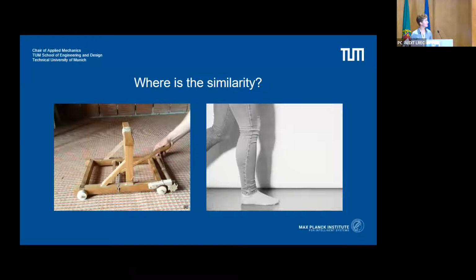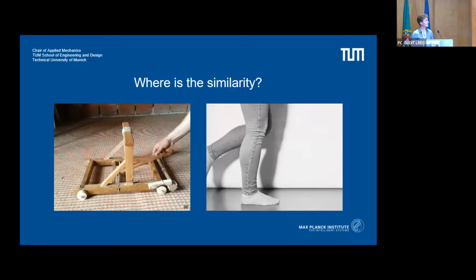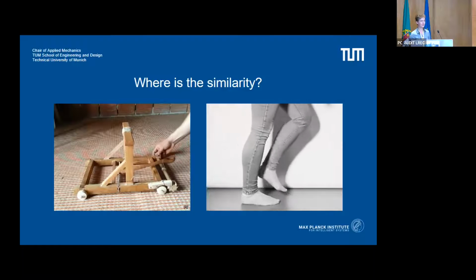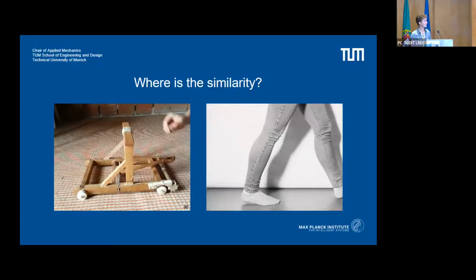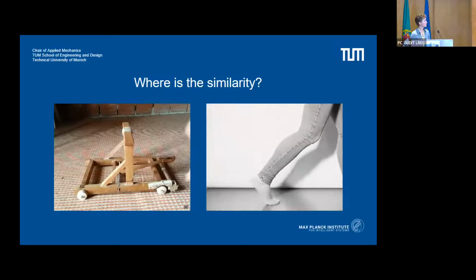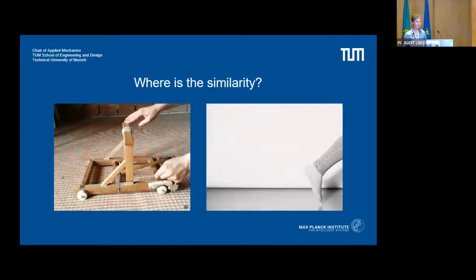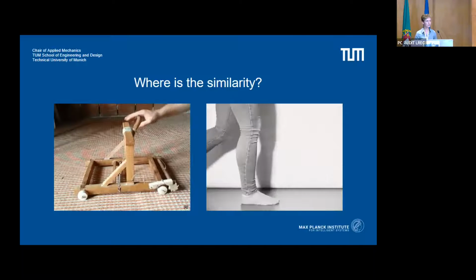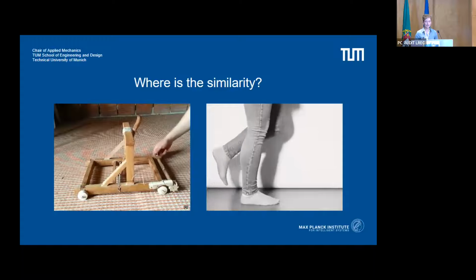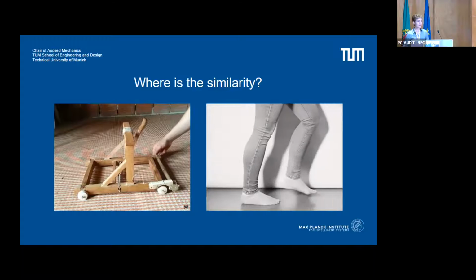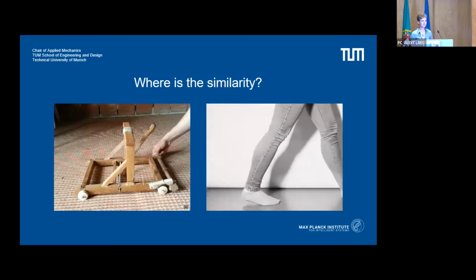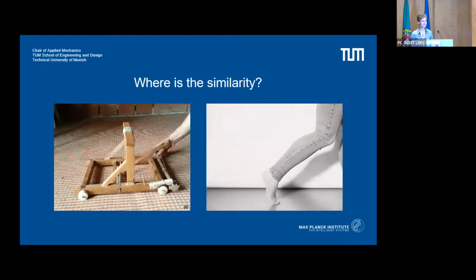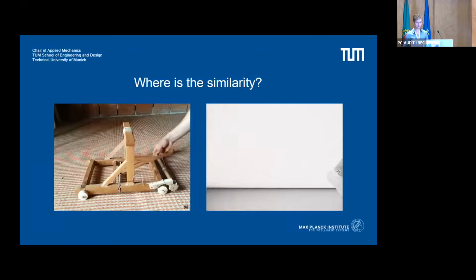And before I go into detail about the talk itself, I would like to show you two videos to start with the big question: where is the similarity? What you see on the left-hand side is a toy catapult, as you could make as a child, to throw small projectiles. And on the right-hand side, you see a slow motion video of a human walking through the picture. I hope that at the end of this talk, you remember at least the answer to this question, because that's basically the core of what I'm doing in my PhD.